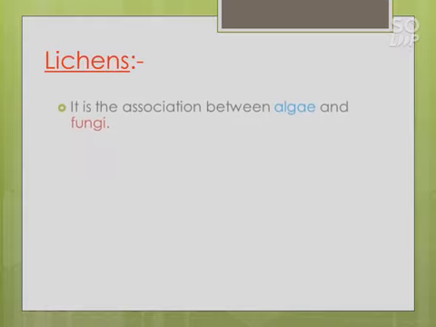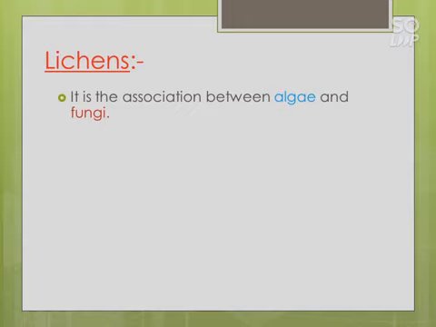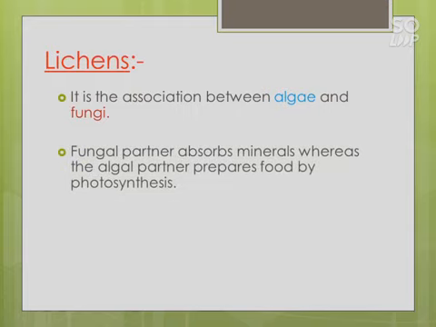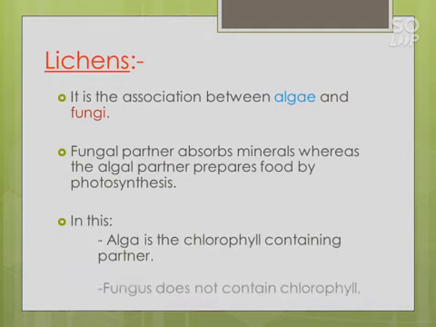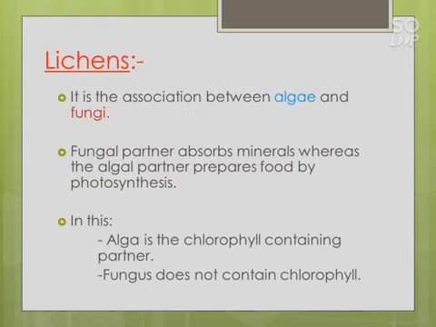In this type of nutrition, we need to talk about lichen also. What are lichens? It is basically the association between algae and fungi. You can also say that fungi has a partner or fungal partner. Fungal partner absorbs minerals, whereas algal partner prepares food by photosynthesis. I have mentioned this before also, that algae is green in color and it can do photosynthesis. So in this lichen, the algae has become a partner to fungi. In this, algae act as chlorophyll containing partner, and fungus does not contain chlorophyll.